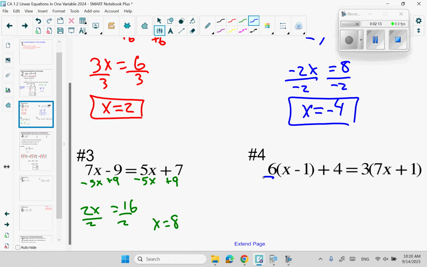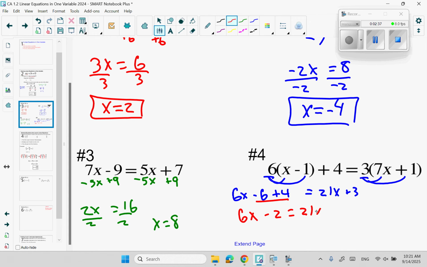Here, I would distribute the 6 first, as well as the 3. So I get 6 times x, 6x. 6 times negative 1, negative 6. I still have this plus 4 from earlier. 3 times 7x, 21x. 3 times 1, positive 3. We can combine like terms, so 6x minus 2 equals 21x plus 3.